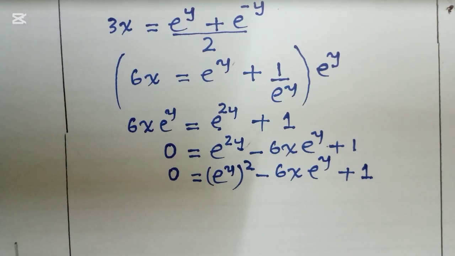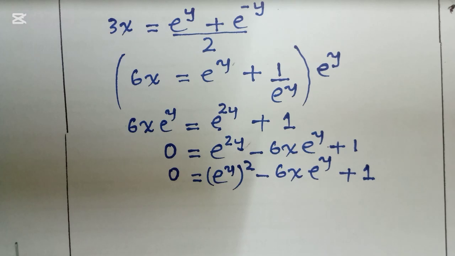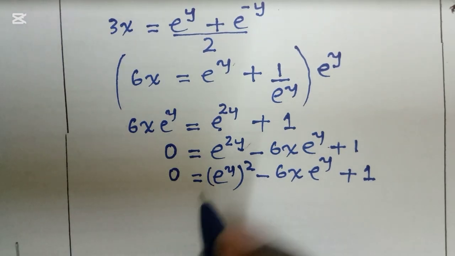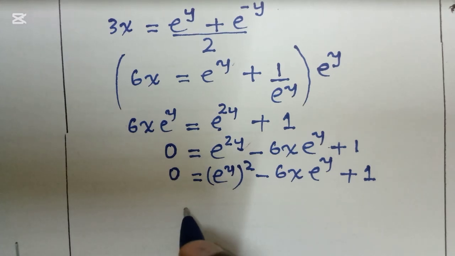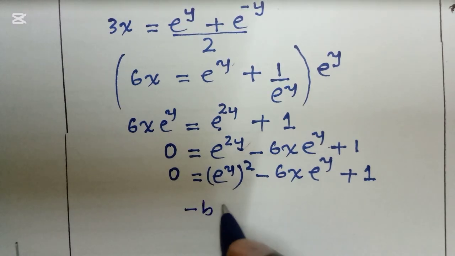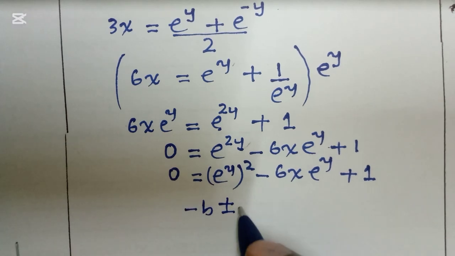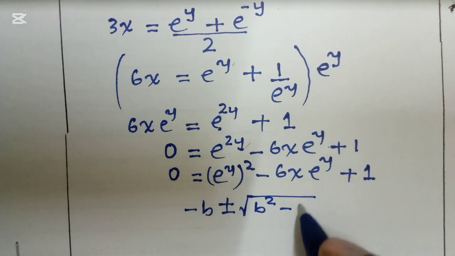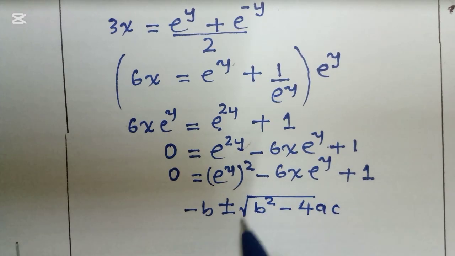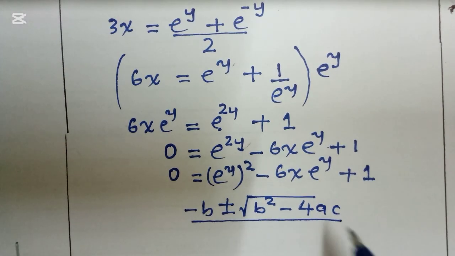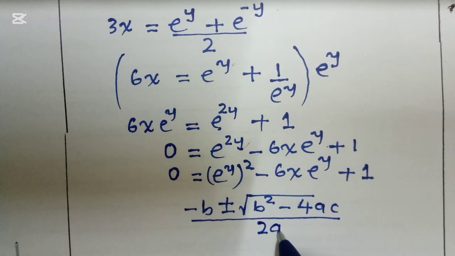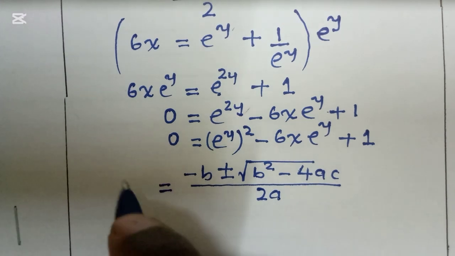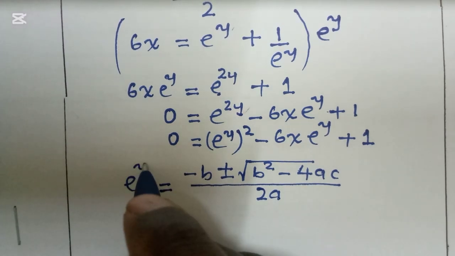And now we are going to solve for e raised to y. Let's see the value of e raised to y. And so we are going to use the quadratic formula, which states minus b plus or minus the square root of b squared minus 4ac all over 2a. So, guys, let's use that equation to find e raised to y.